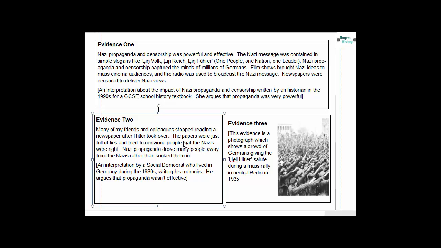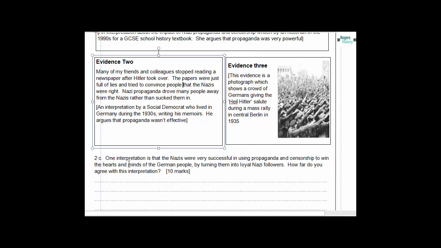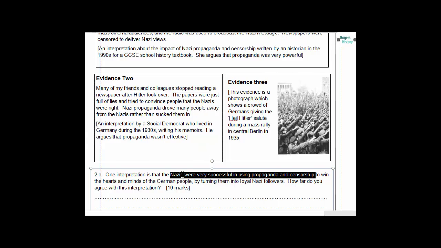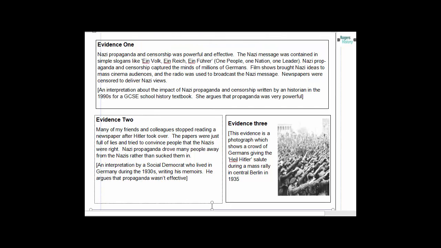you then need to decide which piece of evidence supports the interpretation which is in the question. So in this case, which piece of evidence shows that the Nazis were very successful in using propaganda and censorship. That's what you need to identify to begin with. And then what you need to do is the opposite. You need to identify the piece of evidence that goes against this. So the Nazis were not successful in using propaganda and censorship. Which source there supports that point of view.